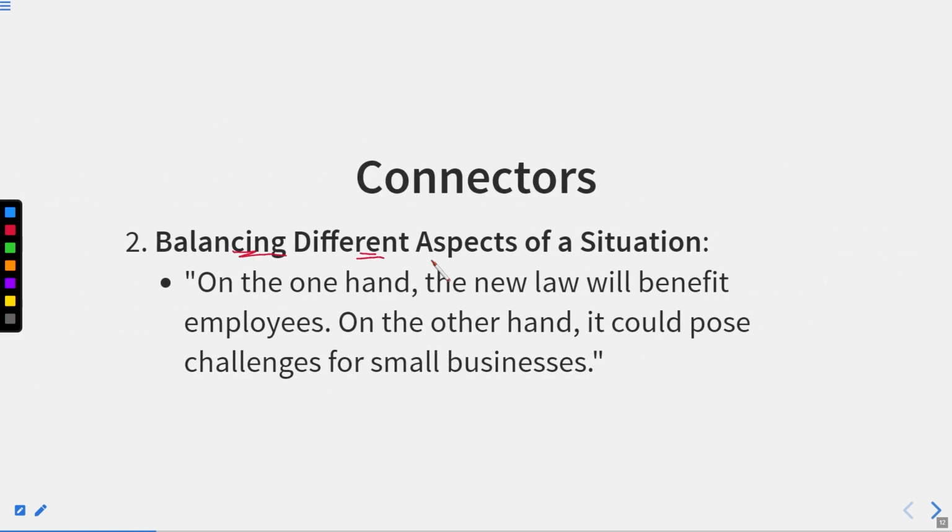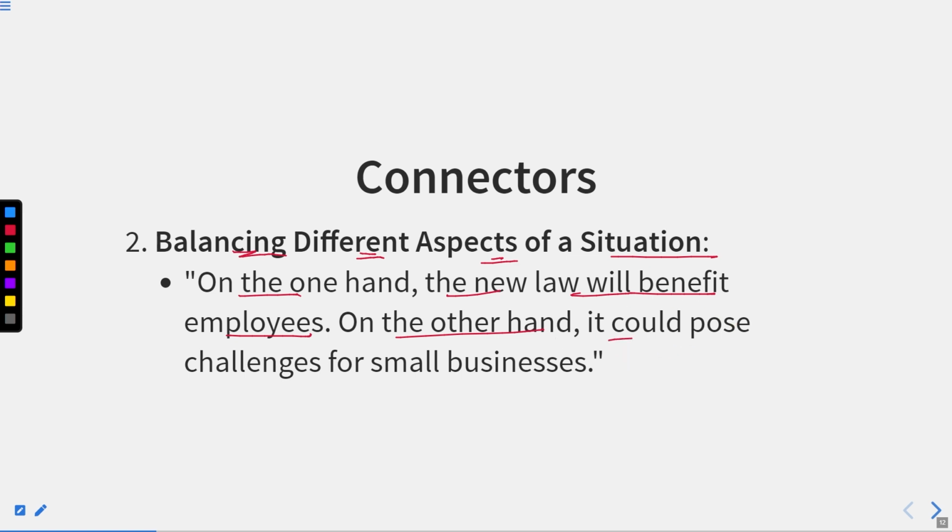Now, balancing different aspects of a situation. A situation can have different aspects, and both of them can be balanced with the help of this pair of connectors, "on the one hand" and "on the other hand." On the one hand, the new law will benefit employees.